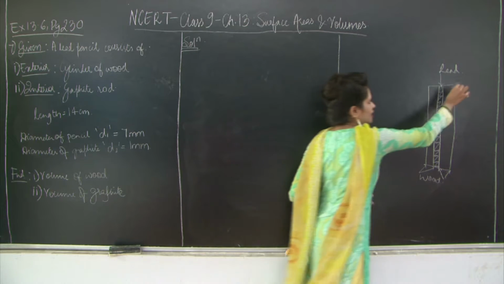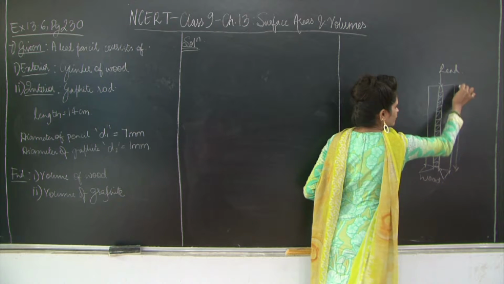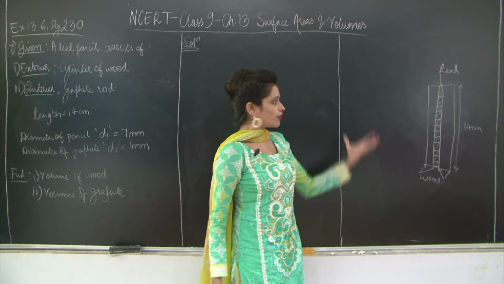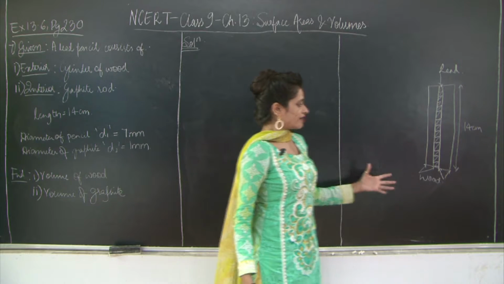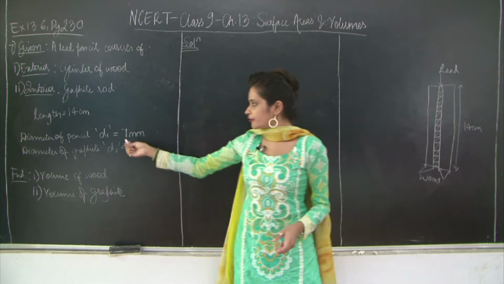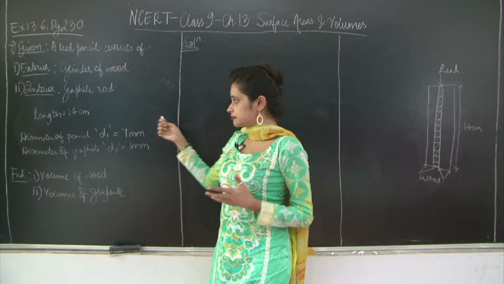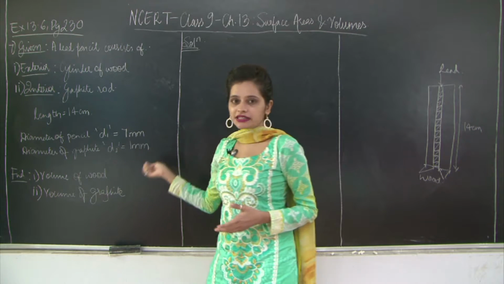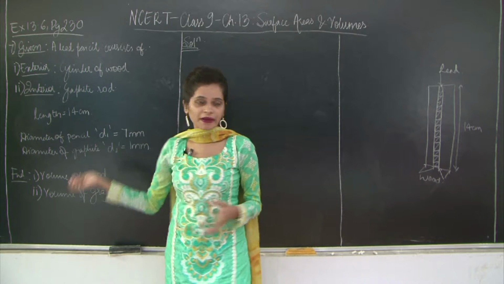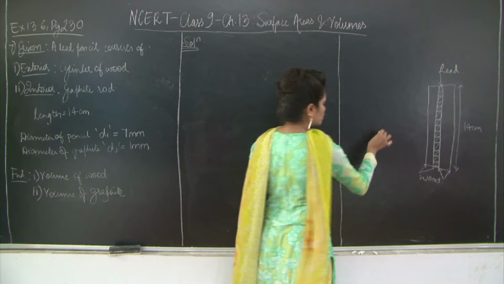Finding the volume of the lead is very simple. We've been given the height. What is this height? It's 14 centimeters. So the height is going to be consistent for the wood as well as the lead. However, the radii are varying. Here the radius for the graphite rod is 1 millimeter divided by 2, whereas for the pencil, this is the diameter of the pencil. So I will have to draw the base for you.